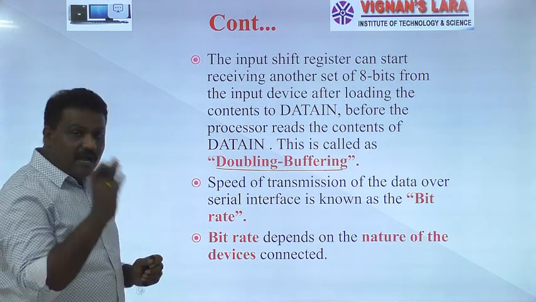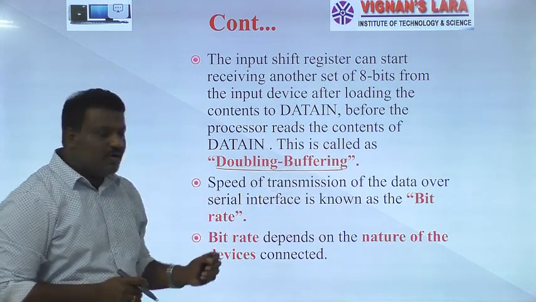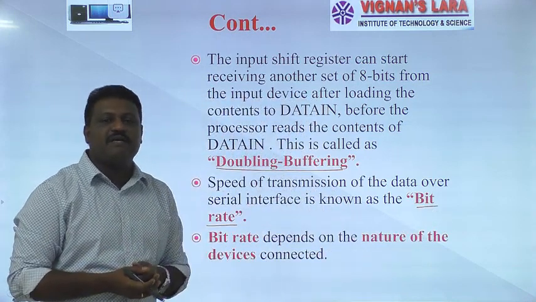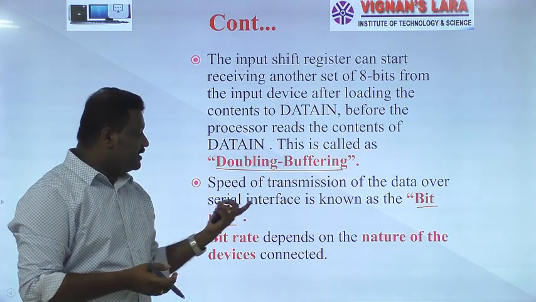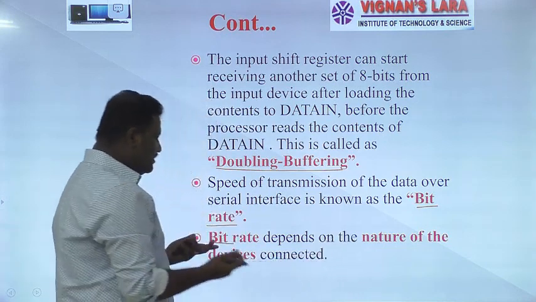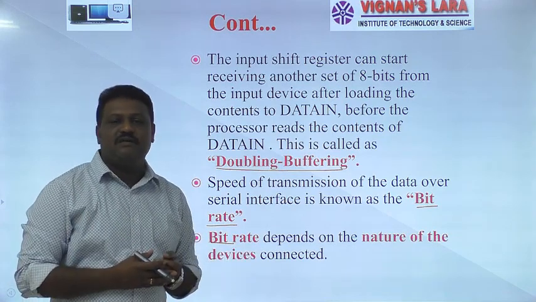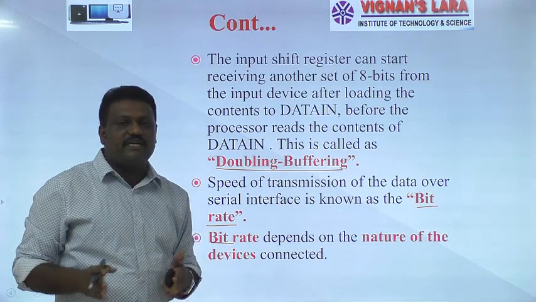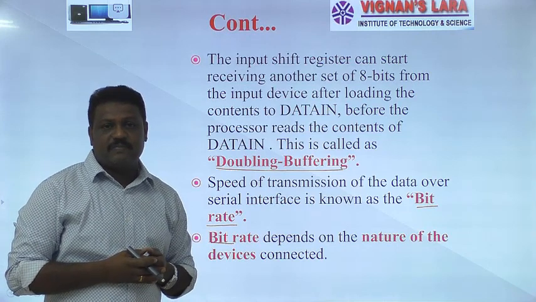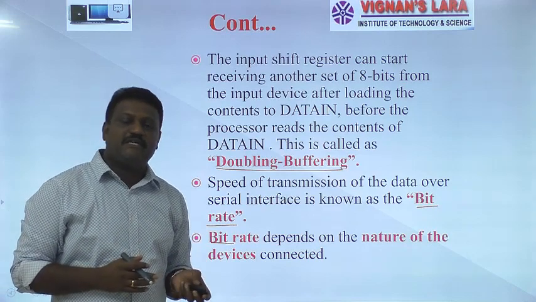So that is important. And the next important thing is the speed of transmission of data over a serial interface, which is known as bit rate. How fast we are transferring or receiving the data bits, we refer to here as bit rate. Generally this bit rate depends on the nature of the devices we are connecting, because some devices can operate at faster rates, transferring or receiving data faster, and some devices can receive or transfer data at slower rates. So this bit rate depends on the nature of the device which you are connecting to our interface circuit.